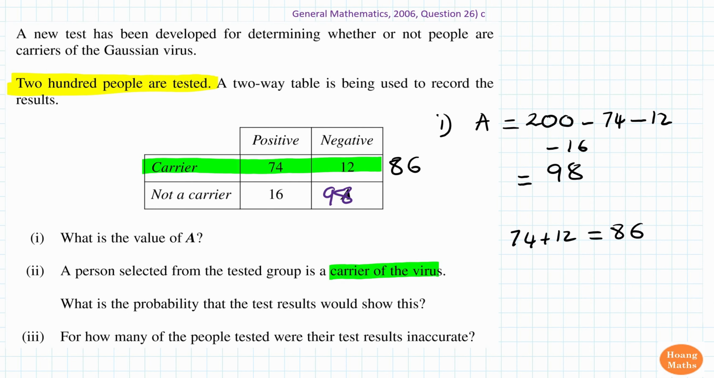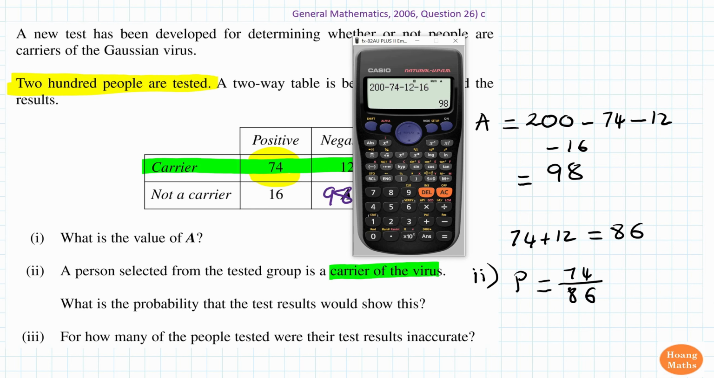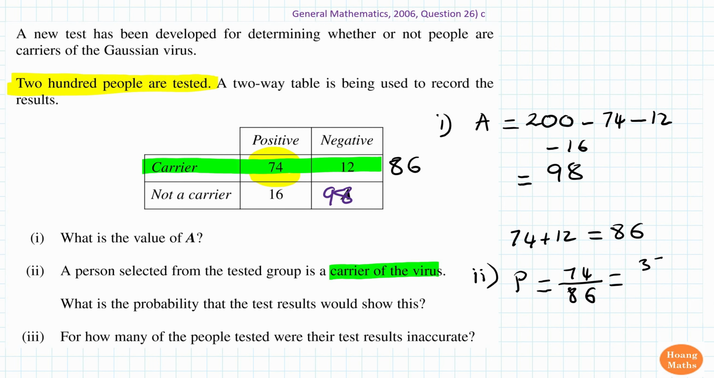So the question is, what is the probability the test is positive? So this is positive. So I just write part 2 here. So the probability is equal to 74 over 86. So I can just simplify this by putting it in a calculator. So 74 over 86, the answer is 37 over 43.